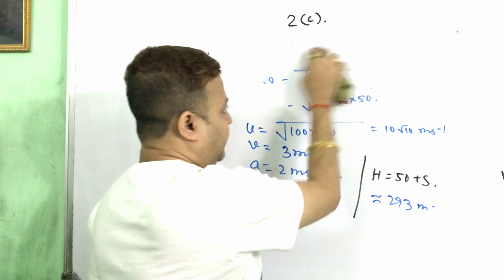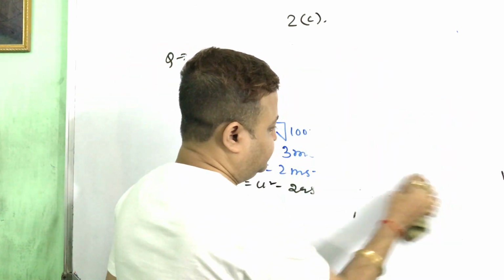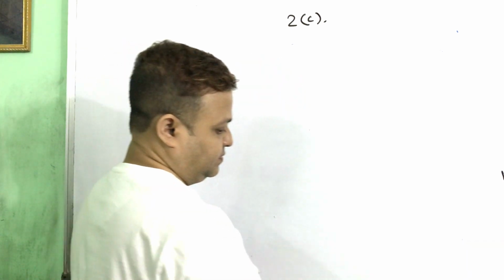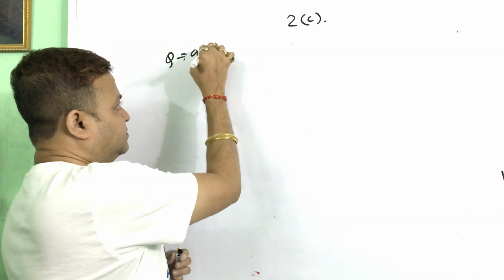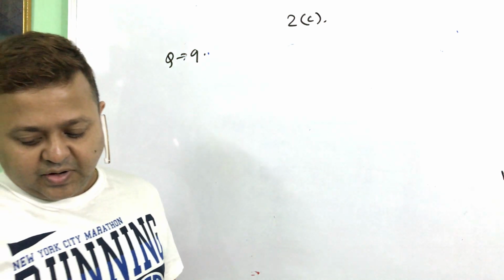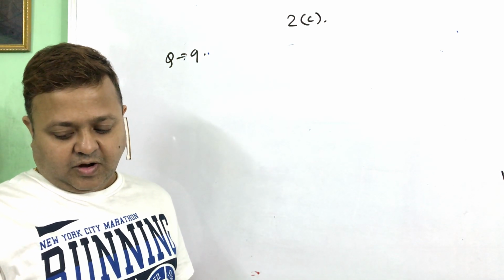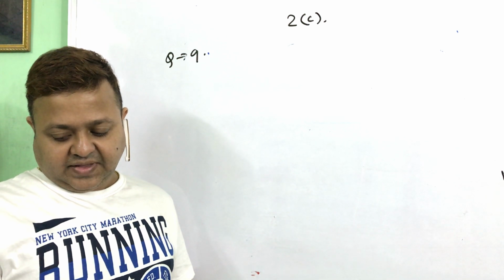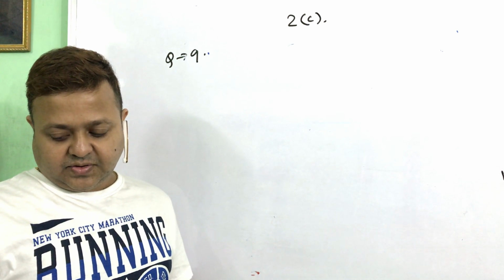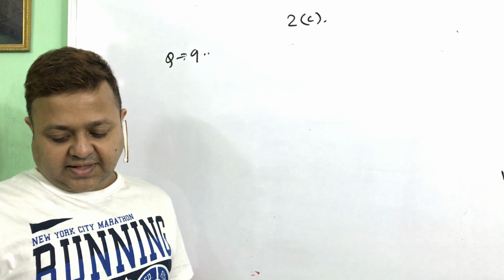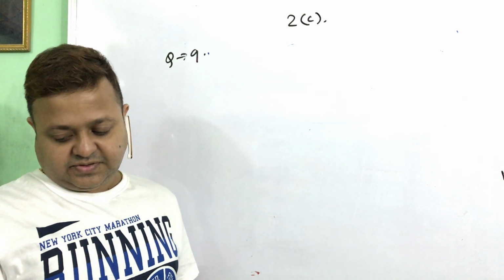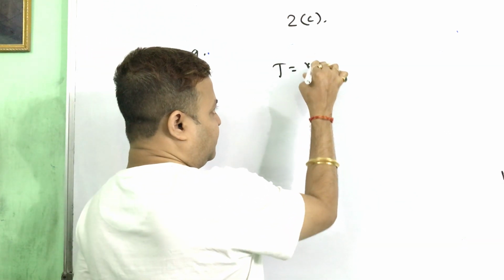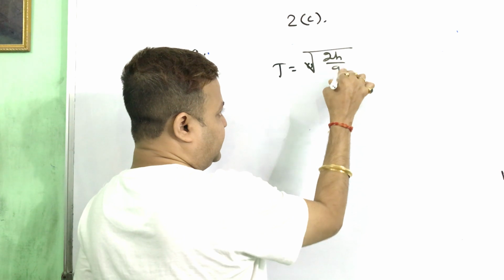Question number 9. A ball is released from the top of a tower of height h meter and total time is capital T second to hit the ground. What is the position of the ball at t by 3 second from the ground? জানতে চেয়েছে। So time equal to root over of 2h by g.